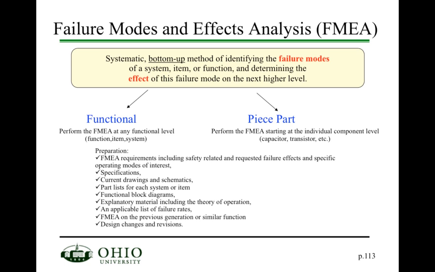Now, there are two ways we can look at this: either functional, so we do it at a functional level. We'll say, for example, if we have a component and this component has a wrong output, what kind of effect does that wrong output have on the subsystem above it, and then again on the system above it. In the piece part, we look at individual components, like for example, if I have an electronic component like a capacitor and it would fail, what effect does it have on the system?